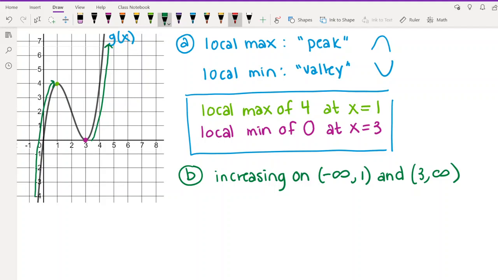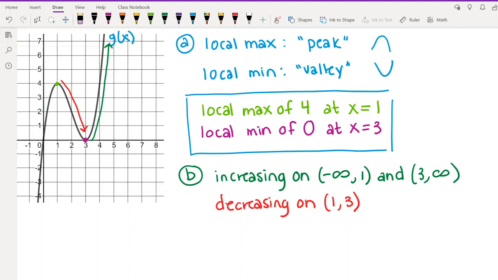So for decreasing, we just want to look at where the graph is going down. And that would be just between those two. So that would be decreasing on the interval from 1 to 3. And one other thing I want to mention here is that we're not including the endpoints. So we're using parentheses, and that's because when the graph is flattened out or transitioning between increasing and decreasing, it's neither increasing nor decreasing. So we just don't count those points at all. So x equals 1 and x equals 3, those are turning points. Those are not places where it's increasing or decreasing.